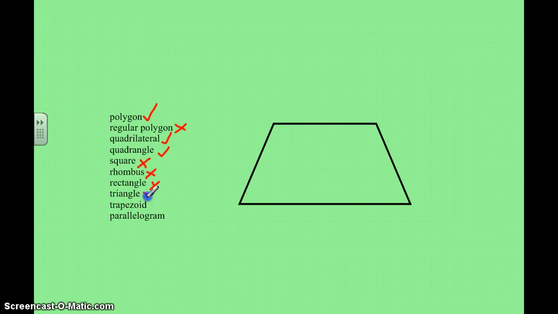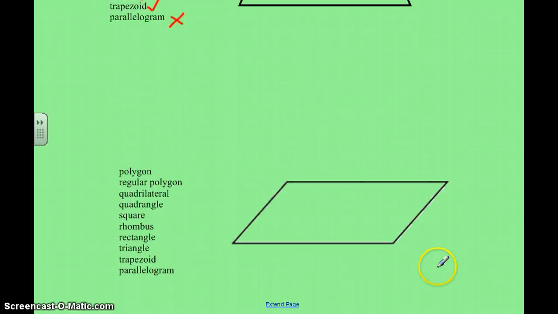Triangle? No, because it's got four sides and four angles. Trapezoid? Does it have one set of parallel sides? Yeah, it does, so it could be a trapezoid. Is it a parallelogram? Well, it doesn't have two sets of parallel sides, so no. So this figure could be classified as a polygon, a quadrilateral, a quadrangle, and a trapezoid.